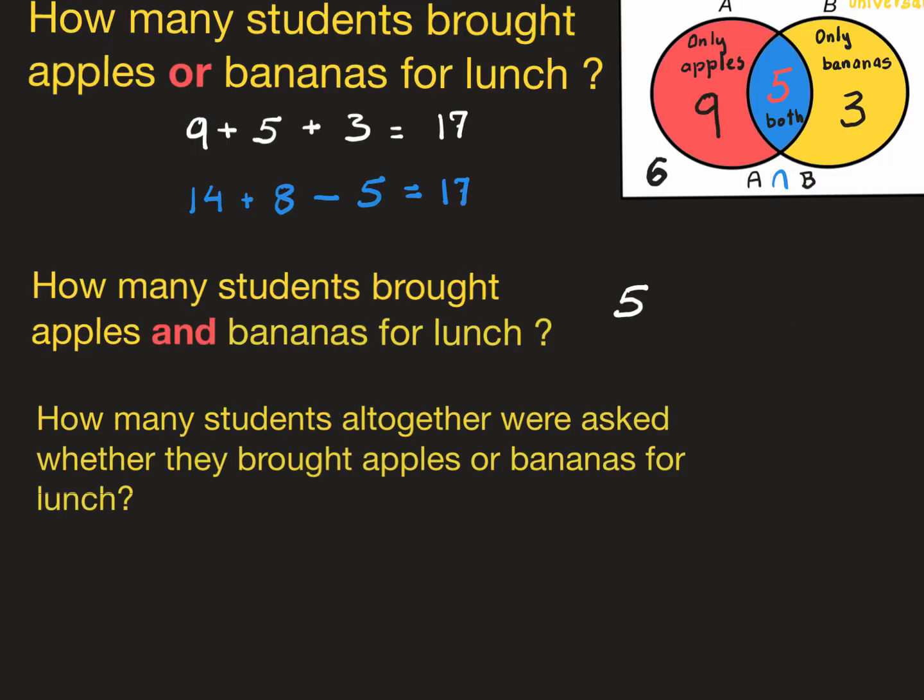Of course, we could be asked how many students altogether were asked whether they brought apples or bananas for lunch. In this case, we're just going to add up everything in the universal set, 9, 5, 3, and we'll not forget the 6 that did not bring anything at all. And now we know that there were 23 students in that survey.